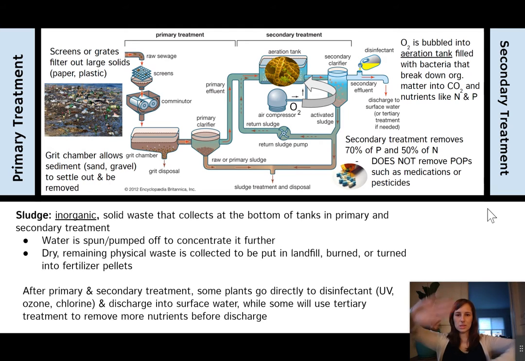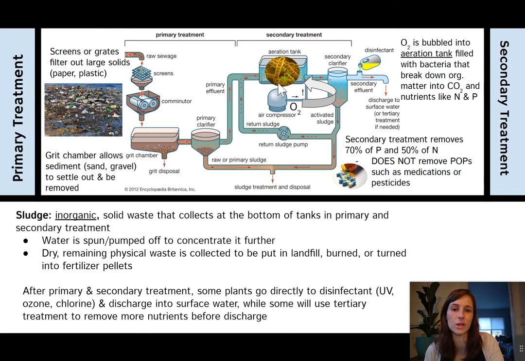All right, so for this whole thing up at the top, as you're taking notes, I would write primary treatment and these couple bullet points, and then secondary treatment and these couple bullet points, and then this information on the bottom there. So primary treatment, as we're seeing on the left-hand side of this diagram, is where we start with those screens or grates that are going to filter out large solids like toilet paper, plastic, stuff like that. Then it goes into a grit chamber that has gravel and sand that allows the sediment to be removed and to settle out.